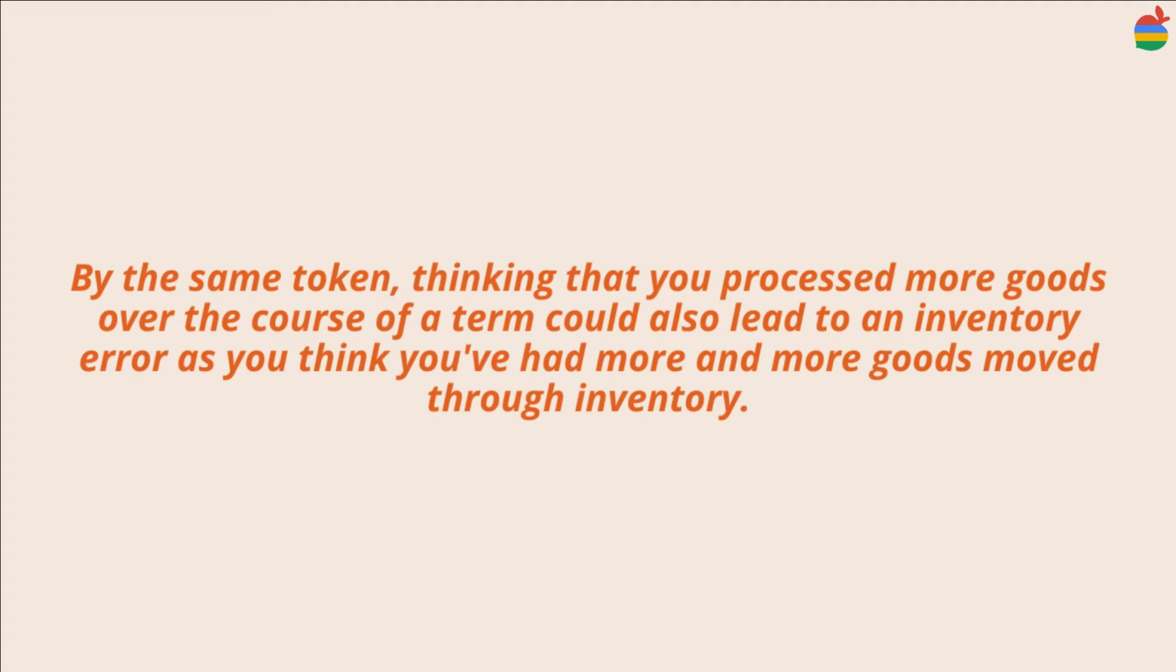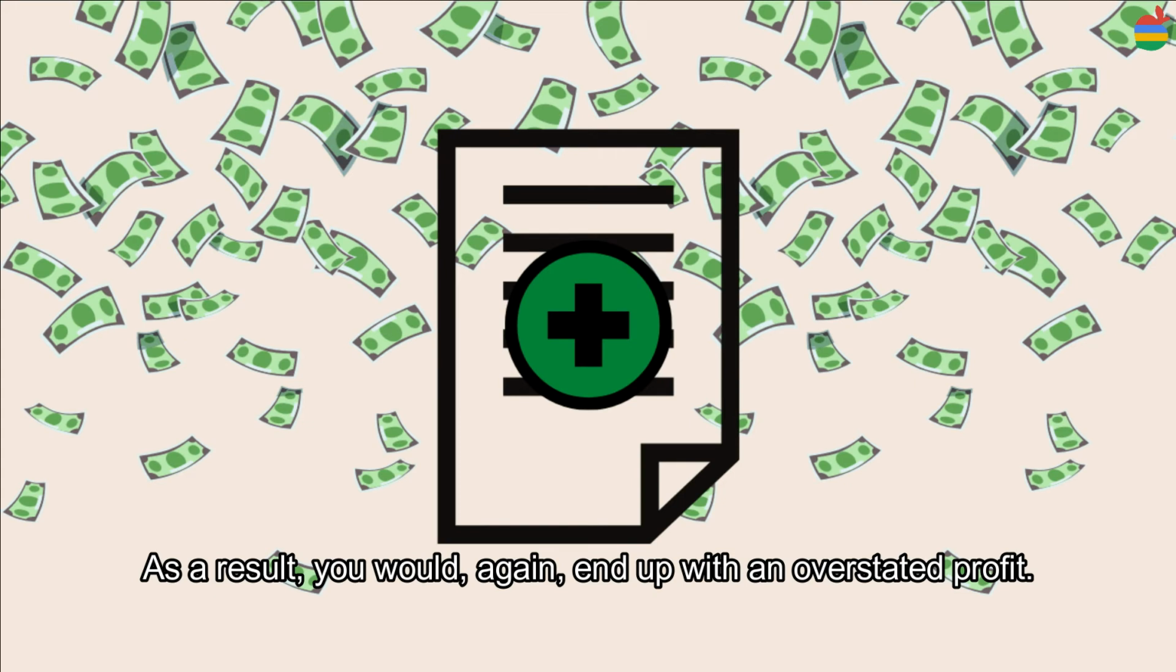By the same token, thinking that you processed more goods over the course of the term could also lead to an inventory error, as you think you have more and more goods moved through inventory. As a result, you will again end up with an overstated profit.